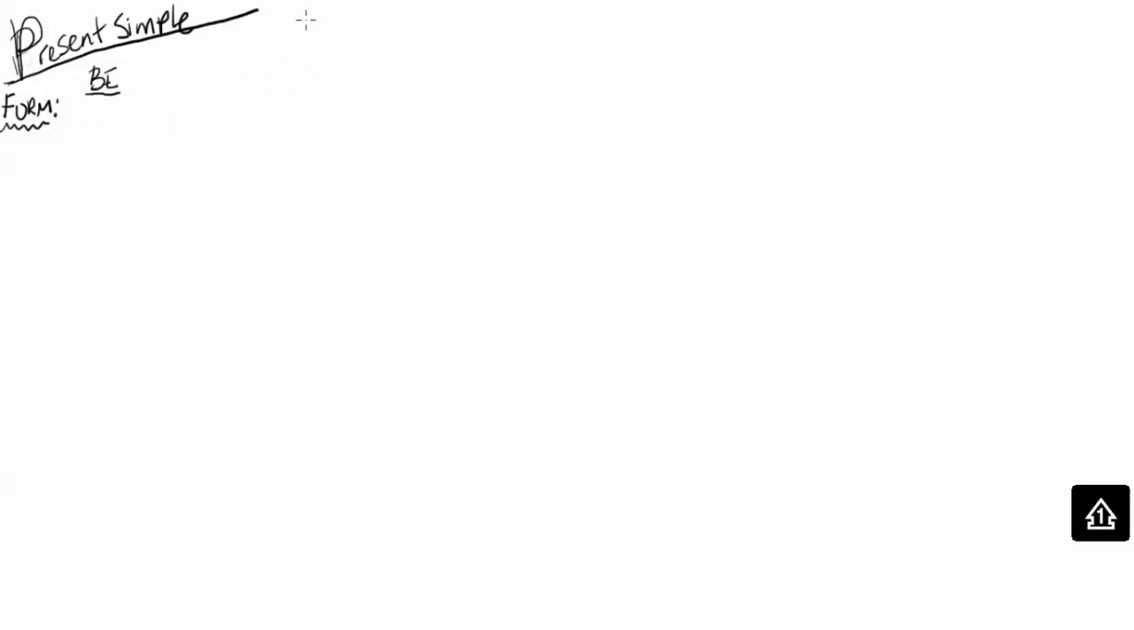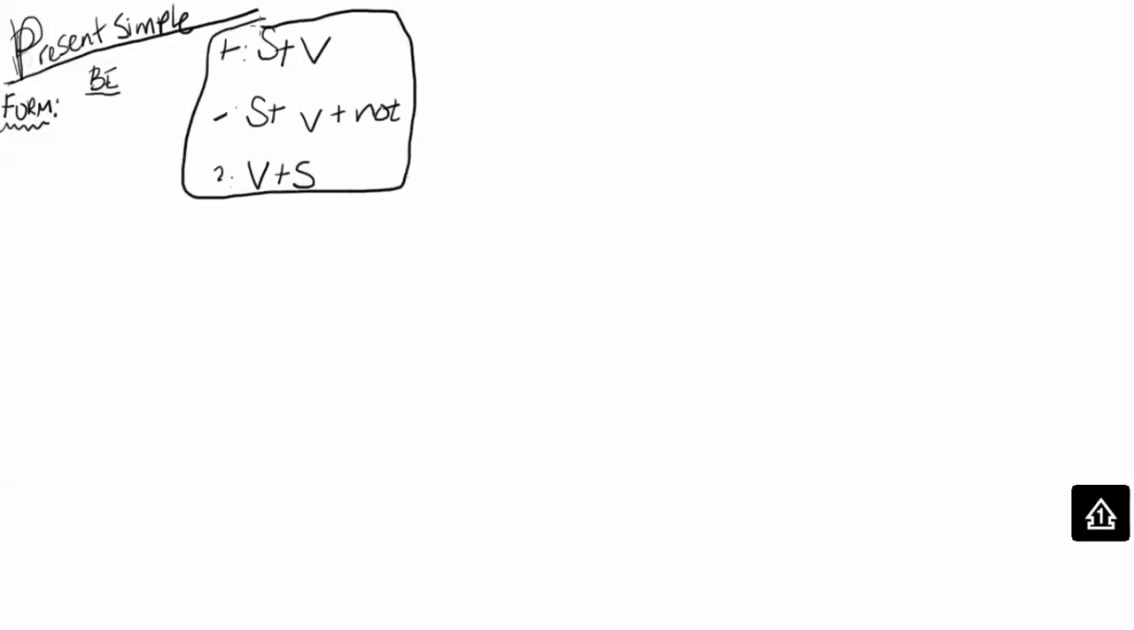the rule of all sentences in English: the affirmative is subject plus verb. The negative is subject plus verb plus not. And the question is verb plus subject. So question, negative, and affirmative. These are the rules of how a sentence is formed in English.